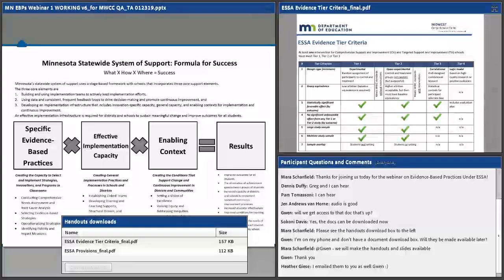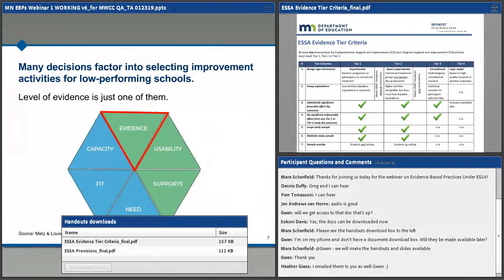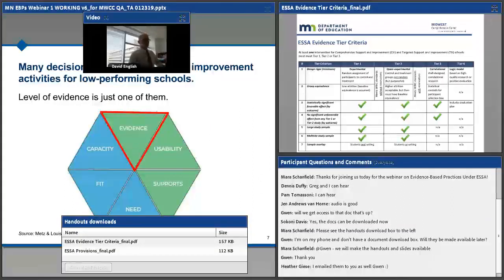Thank you. Great. Thanks a lot, Greg. All right, to Greg's point, we know that as school improvement advocates, you make a lot of decisions around what improvement activities to select for low-performing schools. And to Greg's point, level of evidence is just one of them, right? This is the hexagon tool that Minnesota has been using for some time, and it lays out 6 criteria for selecting evidence-based practices in general for low-performing schools. And evidence is just one of the criteria.